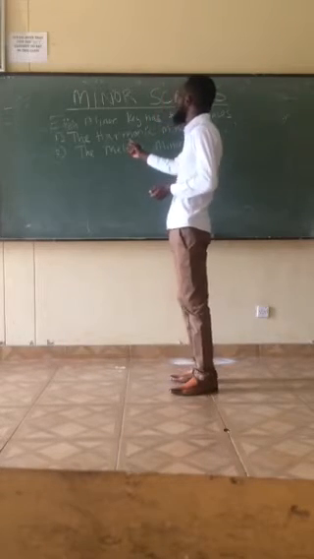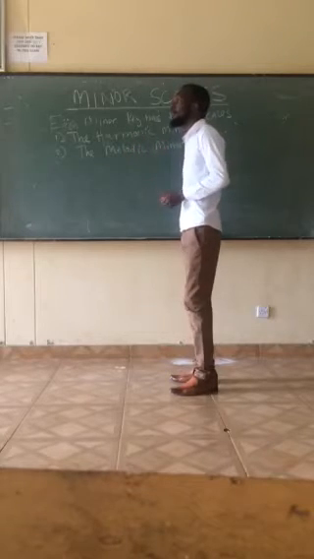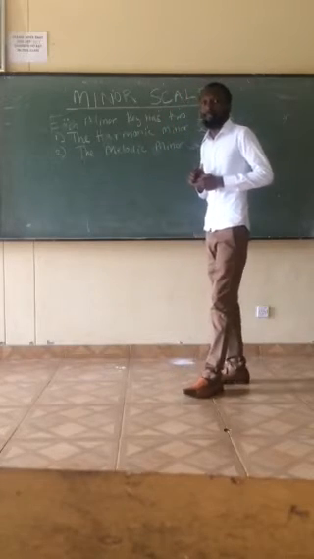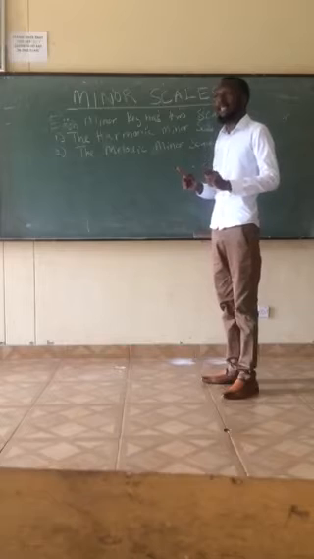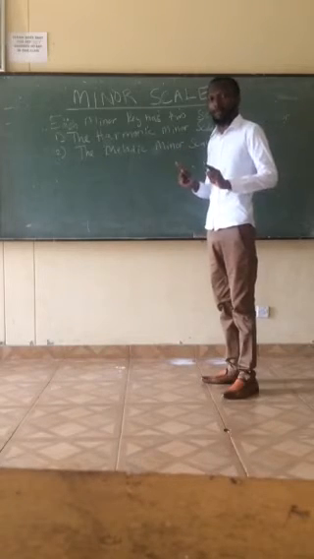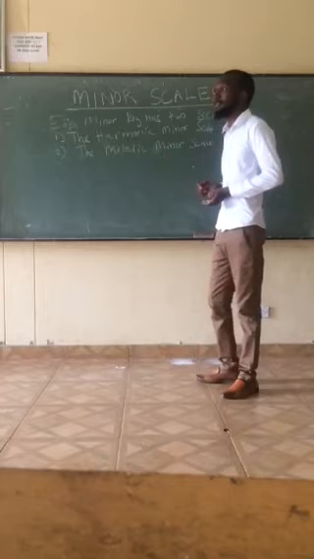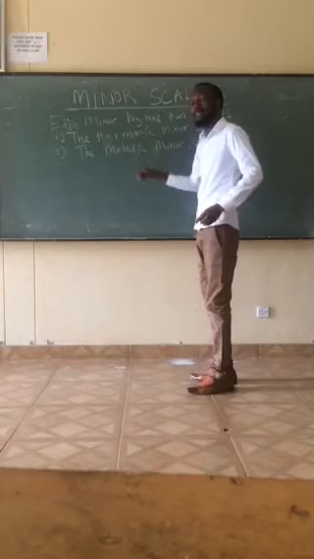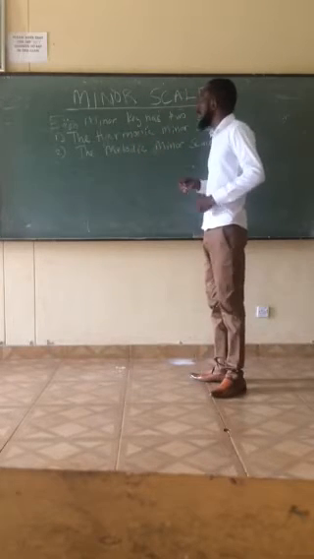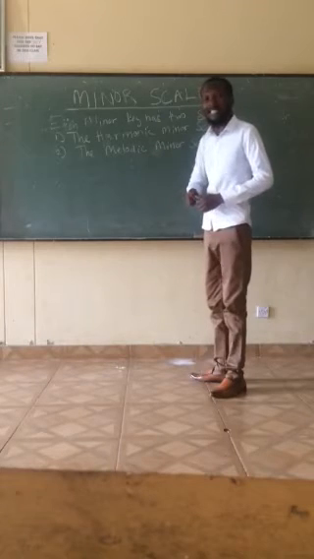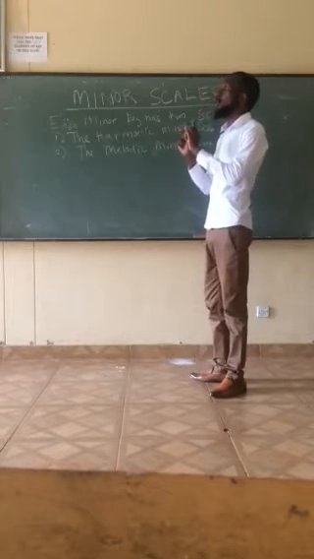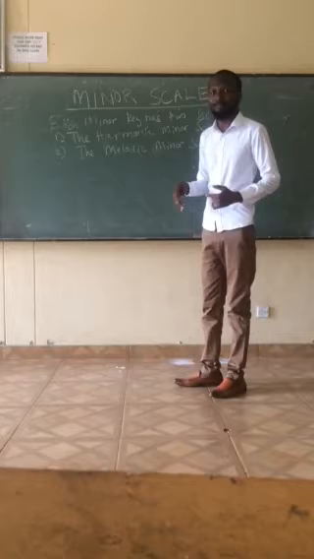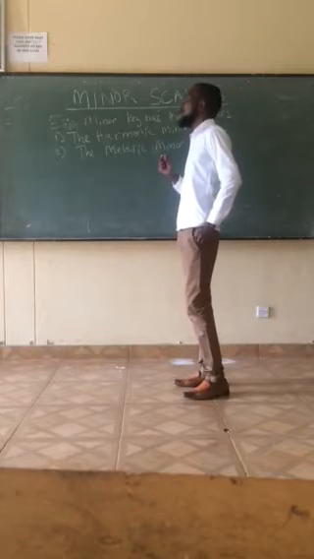So now we are still on minor scales. Each minor key is 2 scales, 2 different types of scales. The first one is called the harmonic minor scale. The second one is called the melodic minor scale. I hope it's understood.